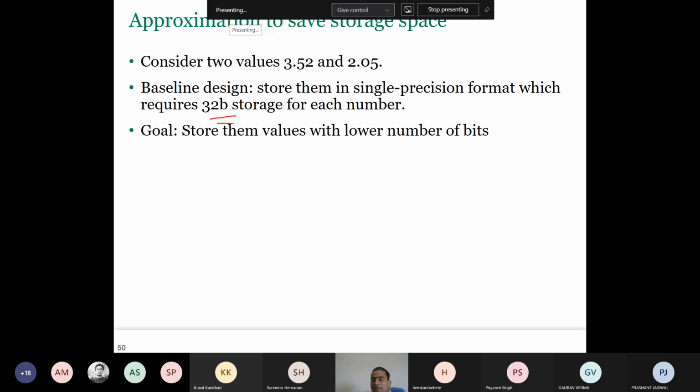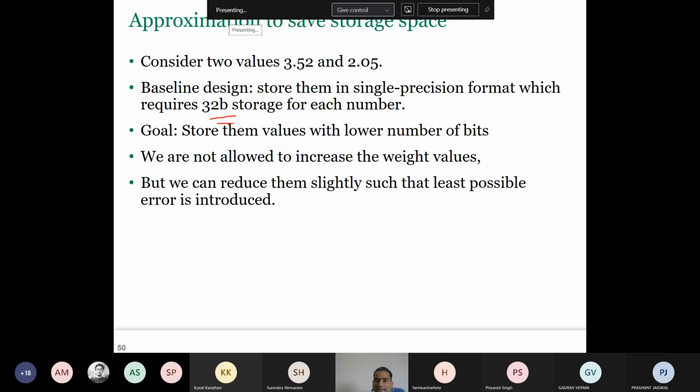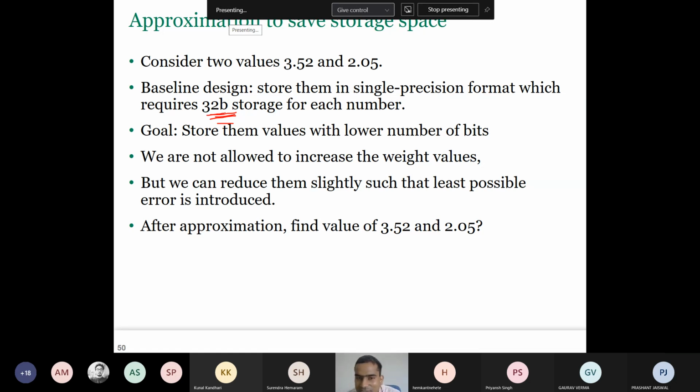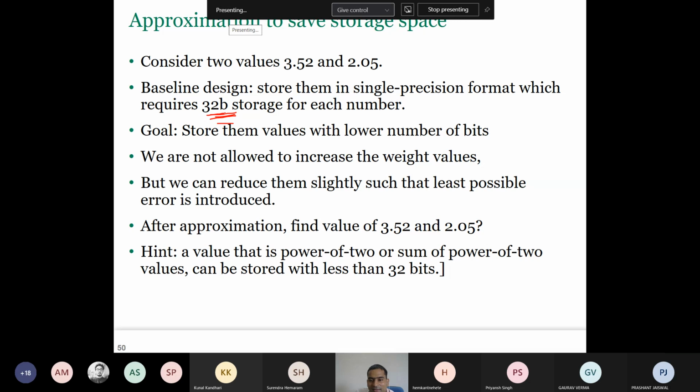Our goal is to store these values with a lower number of bits. We are not allowed to increase the value, but we are allowed to slightly decrease them. So after approximation, what should the value be so that the number of bits required to represent them is less than 32? If you attended the first tutorial, you will remember that the number 5.7 actually becomes 4 if you throw away the least significant bits. This is a similar idea you have to apply here. So I have given you a hint.